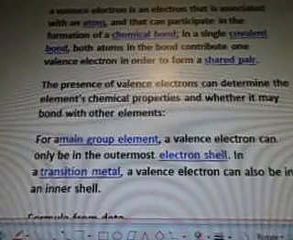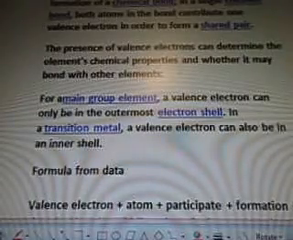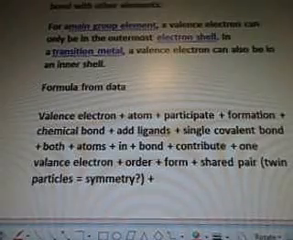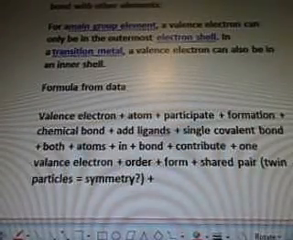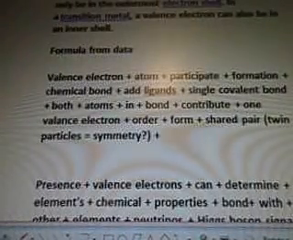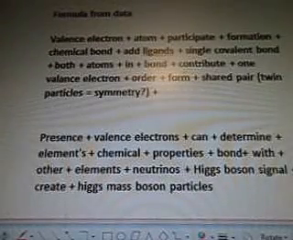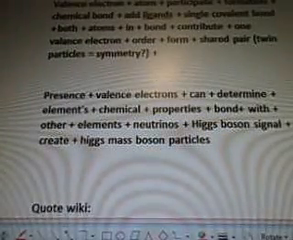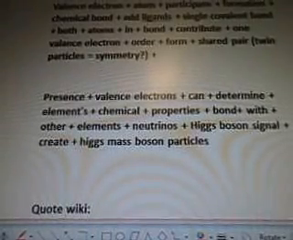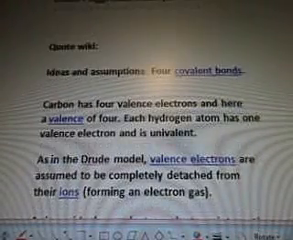with other elements. For a main group element, a valence electron can only be in the outermost electron shell. In a transition metal, a valence electron can also be in an inner shell. Formula from data. Valence electron atom participate formation, chemical bond, add ligands, single covalent bond, both atoms in bond contribute one valence electron, order form, shared pair, twin particles equals symmetry. Presence valence electrons can determine elements' chemical properties, bond with other elements, neutrinos, Higgs boson signal, create Higgs mass boson particles. Quote from Wiki. Ideas and assumptions for covalent bonds.